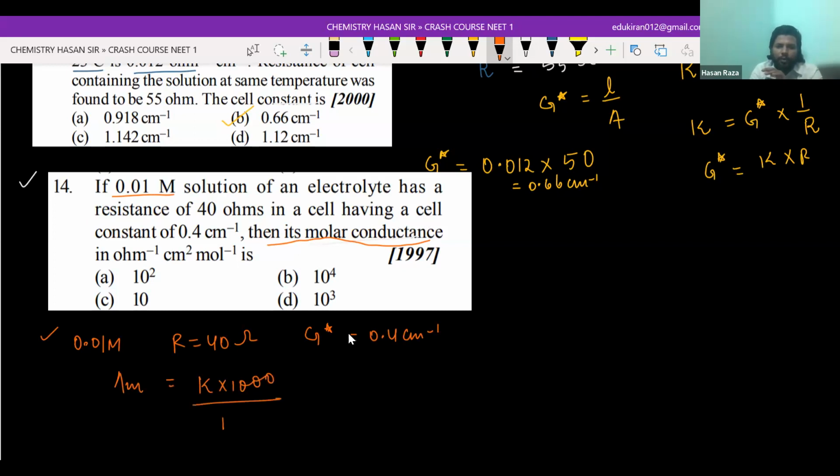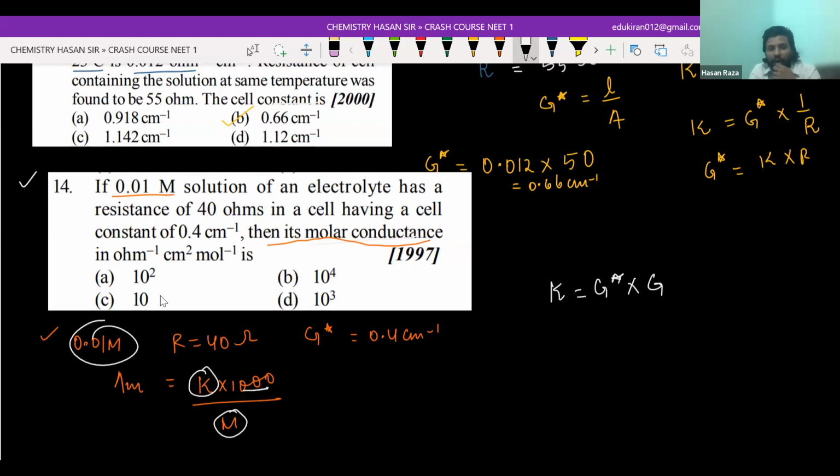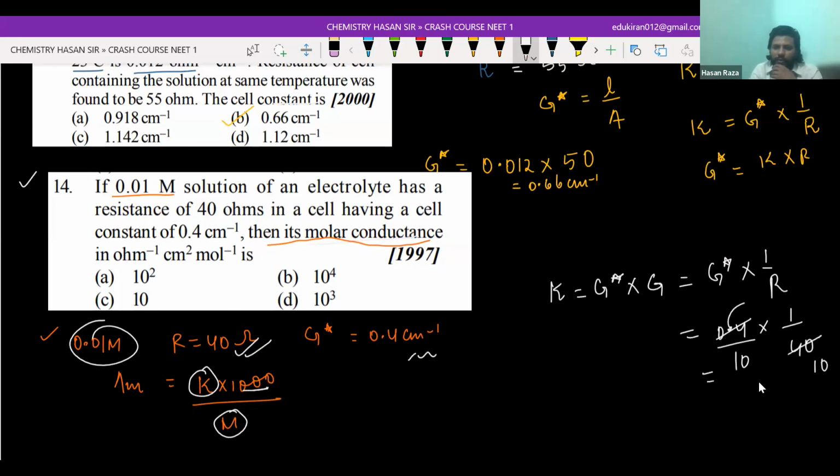Now, if you look at the given quantities, molarity is given, and this we already know, but kappa is not given. We can easily calculate kappa. Kappa is equal to, as I told you, G star into G, right? G is conductance, but conductance is not given. Instead, we have the resistance, so we can write G star into 1 by R. In place of G star we write 0.4, and 1 by R means 1 upon 40. Hence you can write, you are going to remove this term, and this will be 10, and this will be cancelled by 10. So it will be 1 by 100, that means 10 raised to the power minus 2.